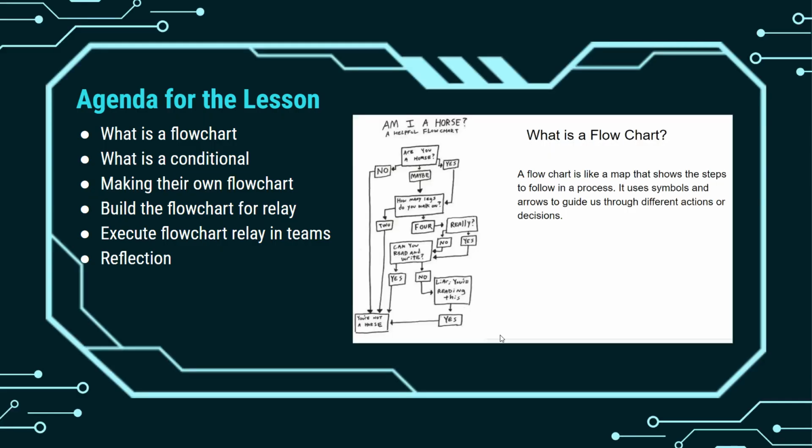So with that, our agenda was to go through what a flowchart is and what a conditional is. They make their own flowchart, build a flowchart for the relay, and execute the flowchart relay in teams, and then finally a reflection.